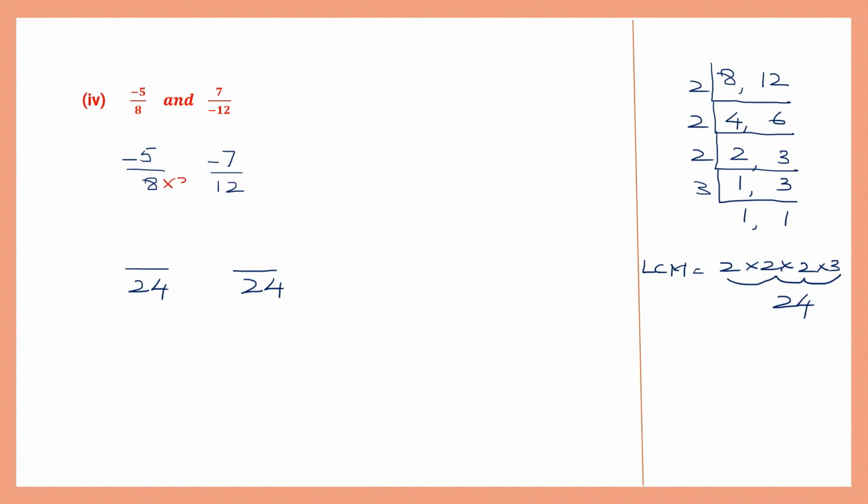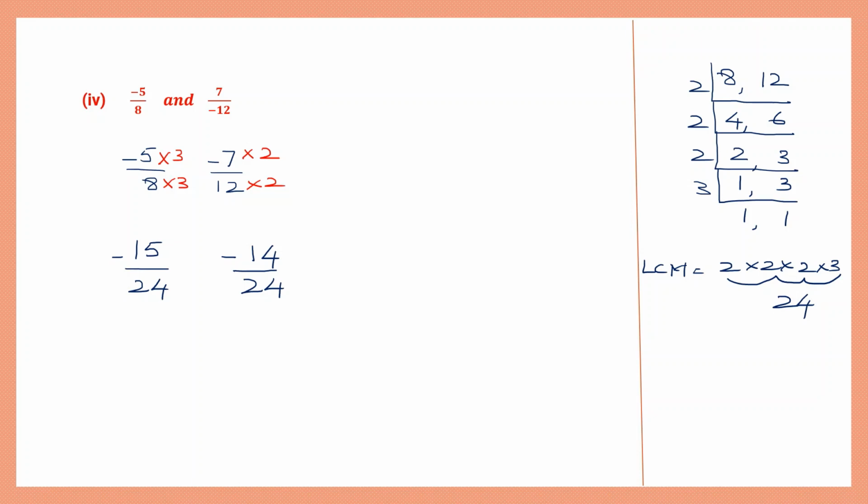For that, 8 into 3 is 24. So we have to multiply 5 also by 3. So what will we get? The sign is minus. 5 threes are 15. Now let's go to the second one. Now 12 into 2 is 24. So minus 7 into 2. What do we get? The sign is minus. 7 twos are 14. So now we have minus 15 and minus 14.